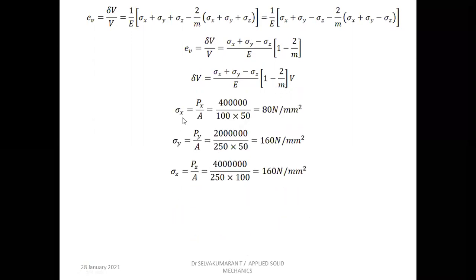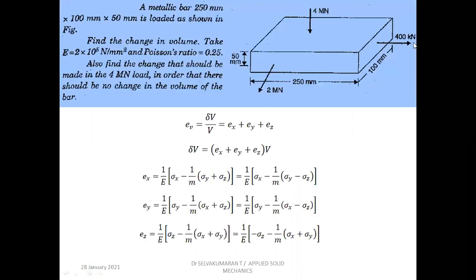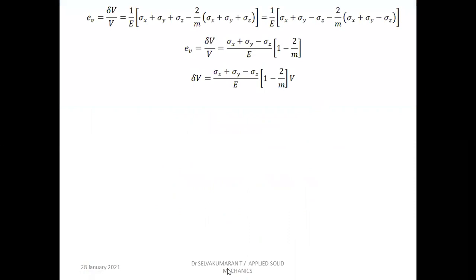And we can calculate, as I explained in the previous problem, the load acting in x direction divided by the normal surface area. Okay, so you know the Px. This is Px and this is Py and this is Pz. Please remember the force values. And for Px, 100 into 50 is the area, and for Py, 250 into 50 is the area, and Pz, 250 into 100 is the area. That's a normal surface for all the three loads.